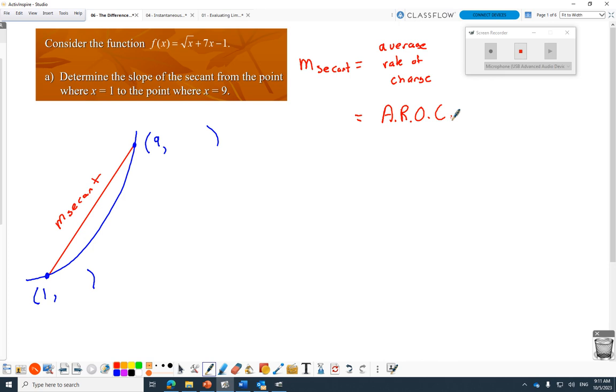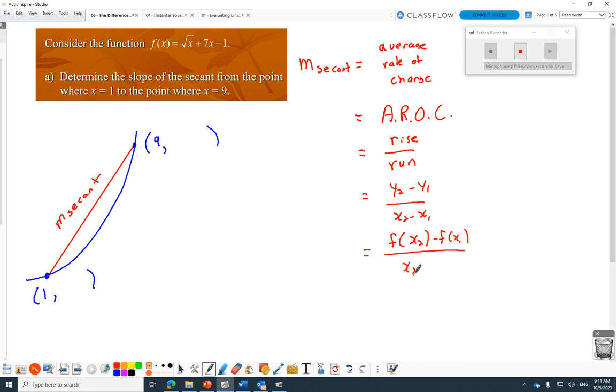Equals rise over run. And I wish my grade 10s could be watching this video, and my grade 11s, to go, oh, the calc people are using all this. Rise over run equals y2 minus y1 over x2 minus x1. That's what that was all about back in grade 9. We were getting ready for this moment. Equals f at x2 minus f at x1 over x2 minus x1.